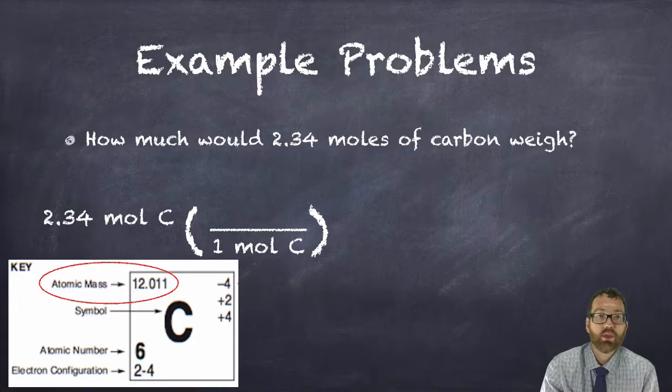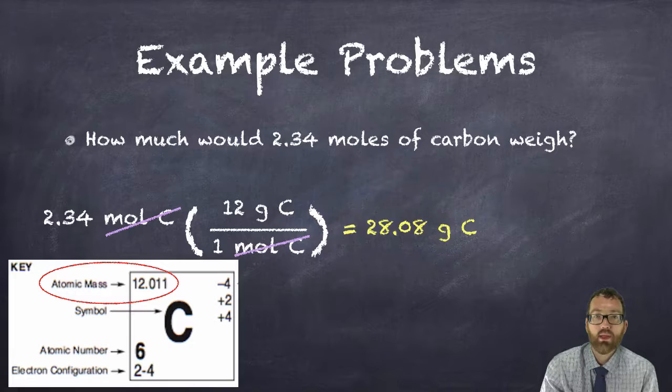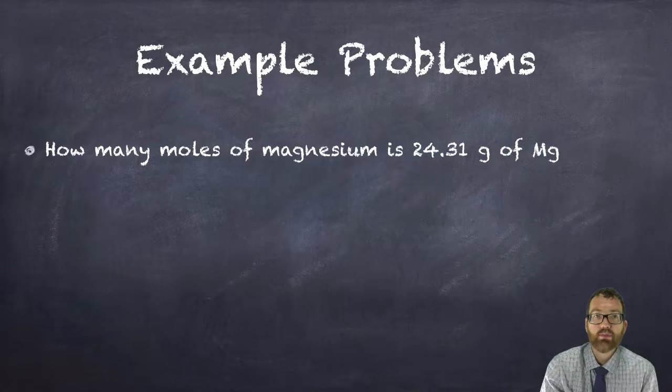Now we have a decimal number here. Now you could use that. That's perfectly fine, but it's also acceptable to round to the nearest whole number. So I'm going to just round down to 12. So 2.34 times 12, we'll cross off the moles and moles of carbon and be left with grams, which is what the question's asking us for. So I just need to multiply these, 2.34 times 12, and that would be 28.08 grams of carbon.